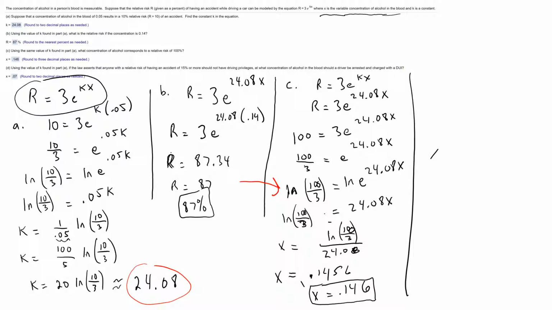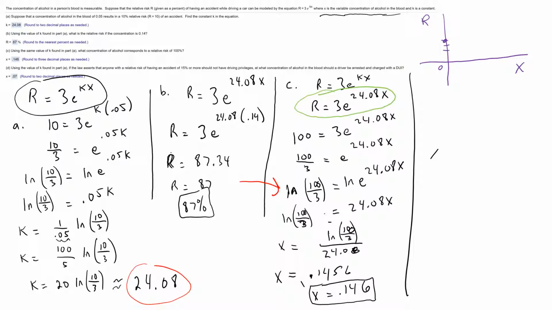So this isn't part of the problem, but if we were to graph this equation, R equals 3e to the 24.08x, it would look like this. Here's the alcohol level, that's x, and then the risk is on the y. Notice if we put 0 in for x, we'd get 3e to the 0. e to the 0 is 1, and so 3 times 1 is 3. So if the alcohol level is 0, the risk is 3.